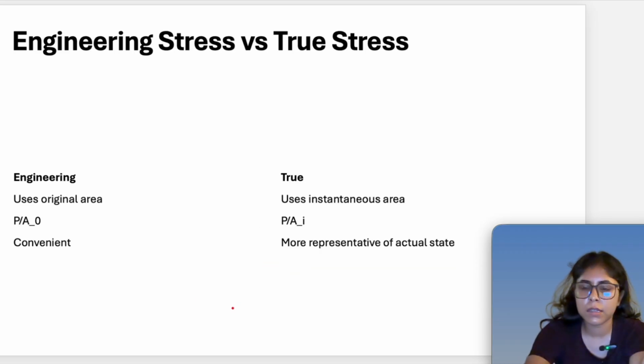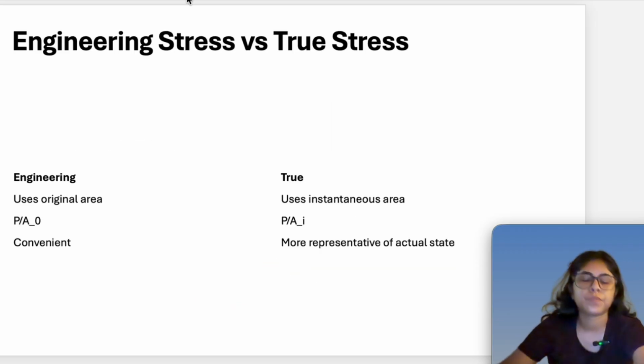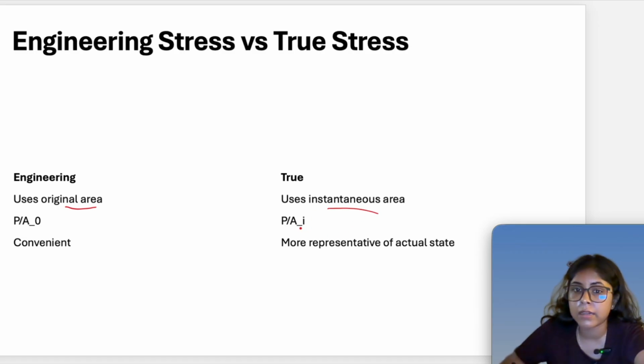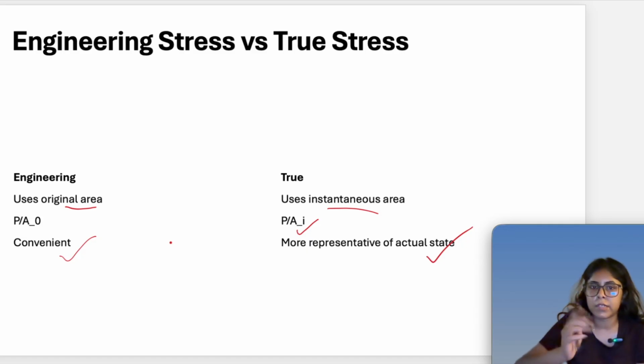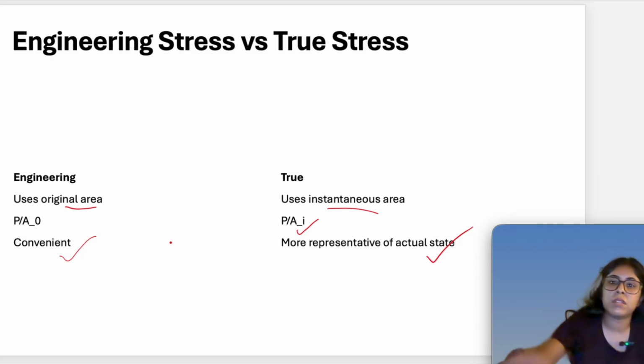Now we have engineering stress versus true stress. Engineering stress uses the original area, while true stress uses the instantaneous area, the area at that particular time, Ai. True stress is more representative of actual stress, but engineering stress is convenient. Due to convenience, we choose engineering stress, because area measurement is not something we are going to do again and again. This reduces our efforts, so that's why we use engineering stress.